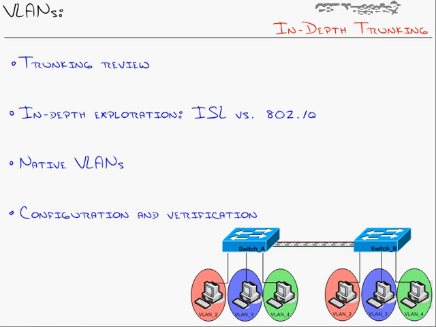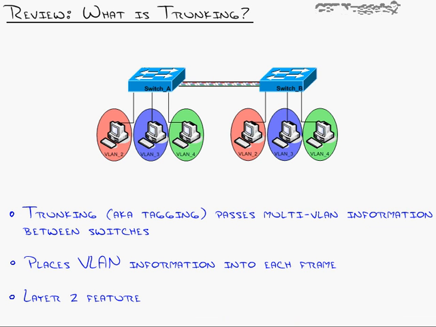Then we'll look at native VLANs. You've probably seen on a Cisco switch at some point native VLAN mismatch. We'll talk about what that is and why we would use native VLANs today. And then, of course, we'll go into the live interface and set up a trunk between our two switches. Let's get going.